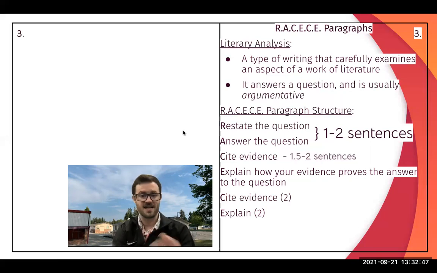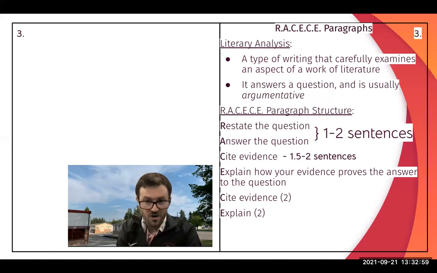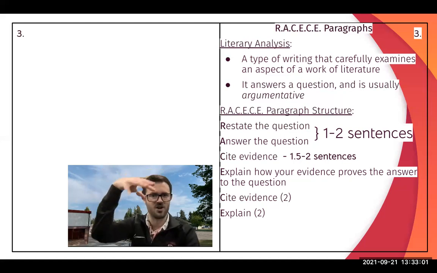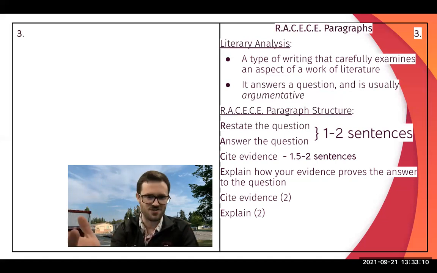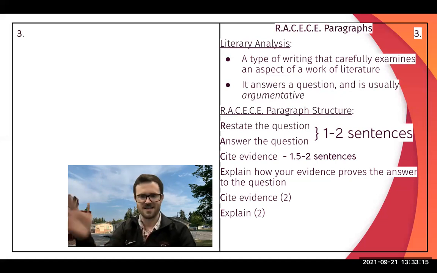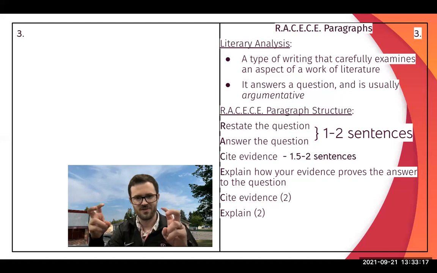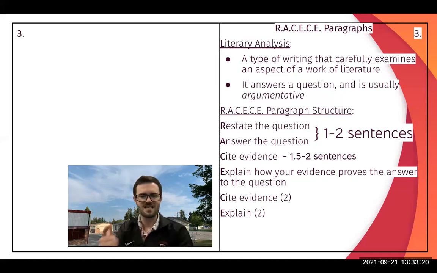When you cite evidence, that's 1.5 to 2 sentences. Mr. Knox, how do you write half a sentence? Well, you need to give a little bit of context and stick it in there before the quote. So you're not just dropping the quote in out of nowhere. So you're going to say something like, in the first section of the story, whatever your answer to the question is going to be, in the first section of the story, etc., quote, okay? And so you need to have that set up.